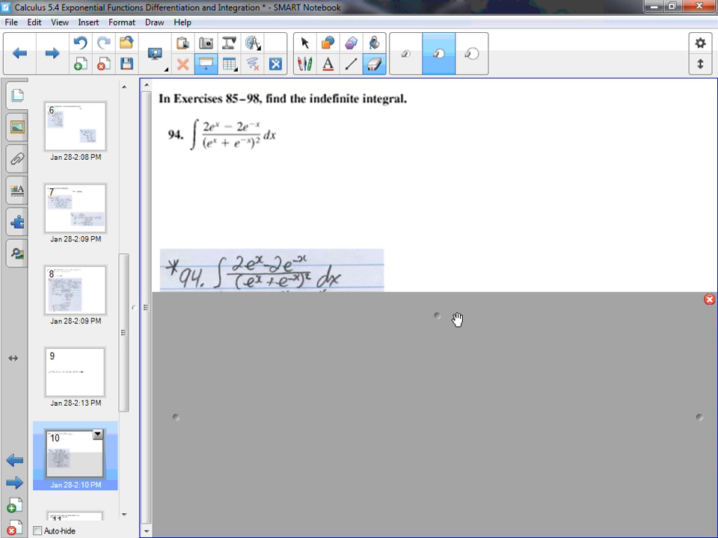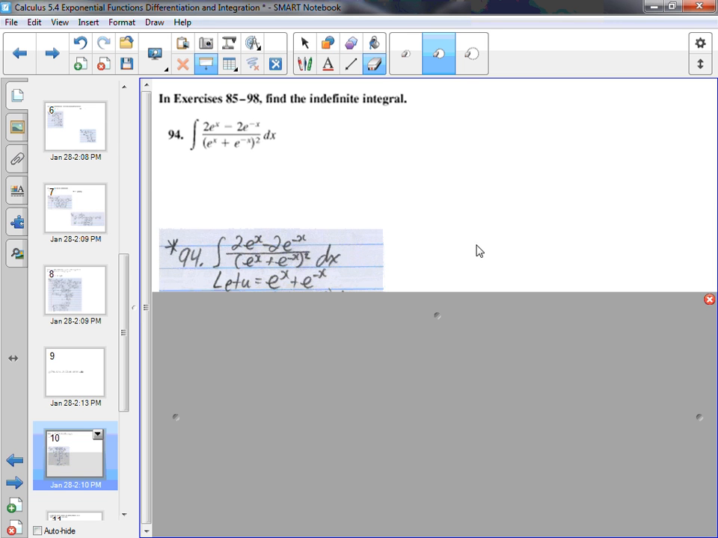When we look for a change of variables, when we look for the u, we tend to look for quantities with an exponent. And then since we've learned about the natural log rule, we've looked for quantities in the denominator. Well, we have both. E to the x plus e to the negative x has an exponent on it, and it's in the denominator. So that's what I'm going to try. Let u equal e to the x plus e to the negative x.